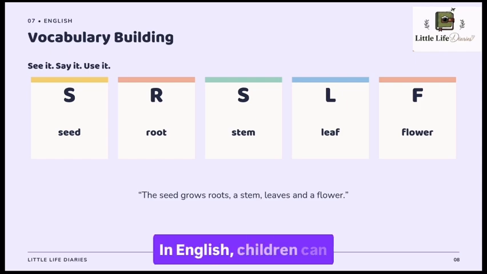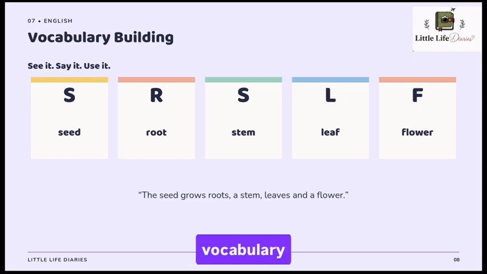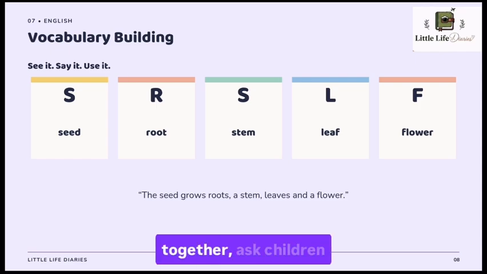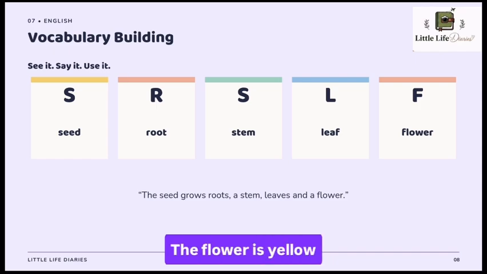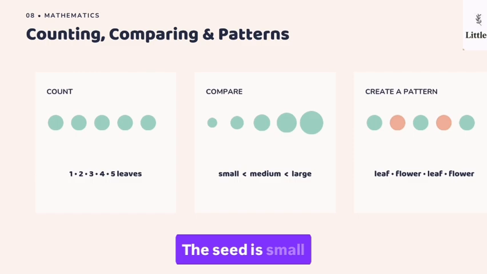English. In English, children can learn plant-related vocabulary such as seed, root, stem, leaf, and flower. You can say the words aloud together, ask children to repeat them, and use them in simple sentences. For example, this is a leaf. The flower is yellow. The seed is small. This supports listening, speaking, and early language development.